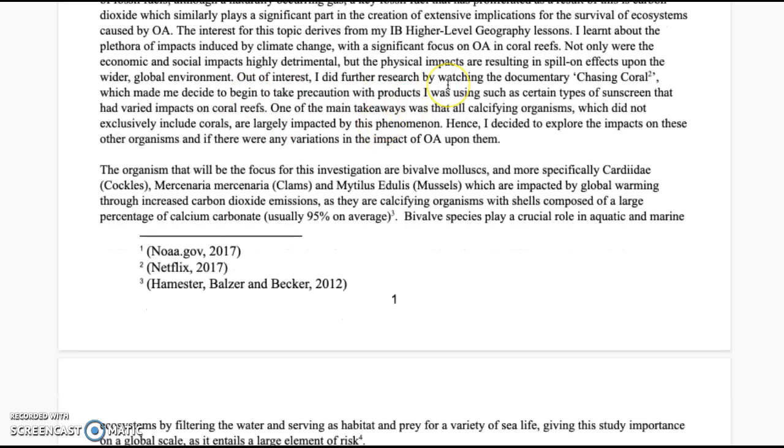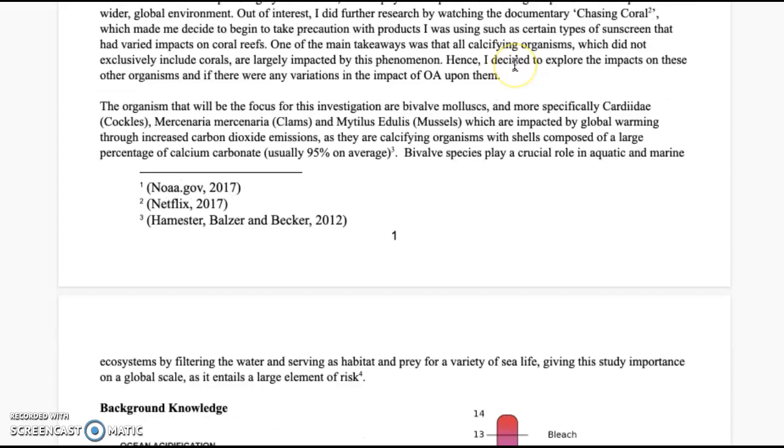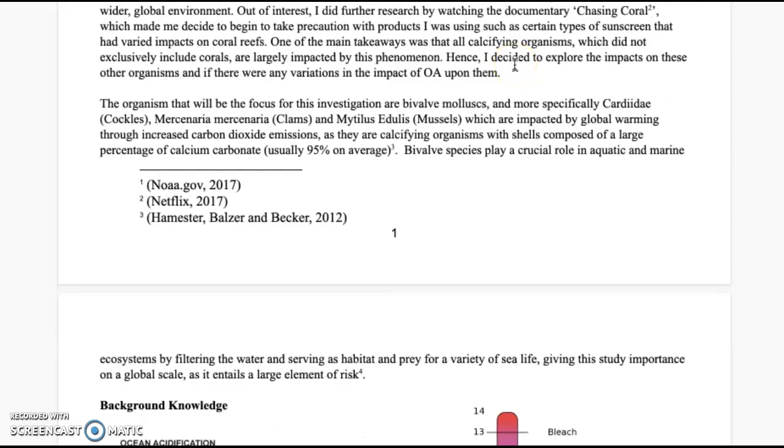Then I mentioned this documentary that I watched, which I don't know if that was really necessary, but I think it does give that personal touch to the IA, so it's not boring. I'm not just saying, oh, I want to do this because it's interesting, but I'm actually giving a solid enough reasoning behind it.